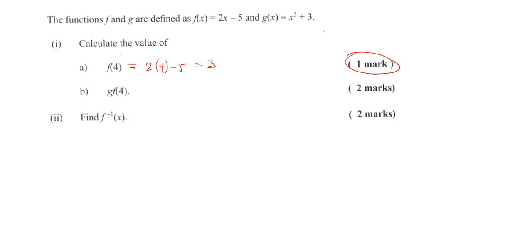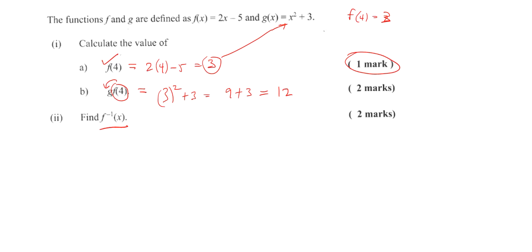Now g f of 4, we're going to take f of 4 and substitute it into g. So we must find f of 4 first. We worked out f of 4 already. f of 4 is equal to 3. So we're going to take this 3 here and substitute it into this function here. So it'll be 3 squared plus 3, which is 9 plus 3, which is equal to 12.